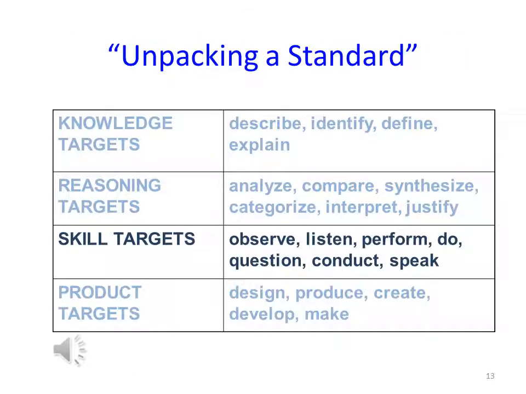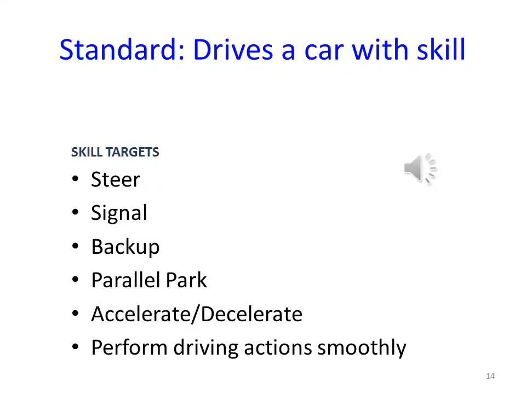Let's keep unpacking. Skill targets. What skill targets are part of our standard? If I'm going to drive a car with skill, some of the skill targets are that I can steer, I can signal, I can back up, I can parallel park, can accelerate, decelerate, and I can perform driving actions smoothly and accurately. These are all the skills that I need to meet the standard.